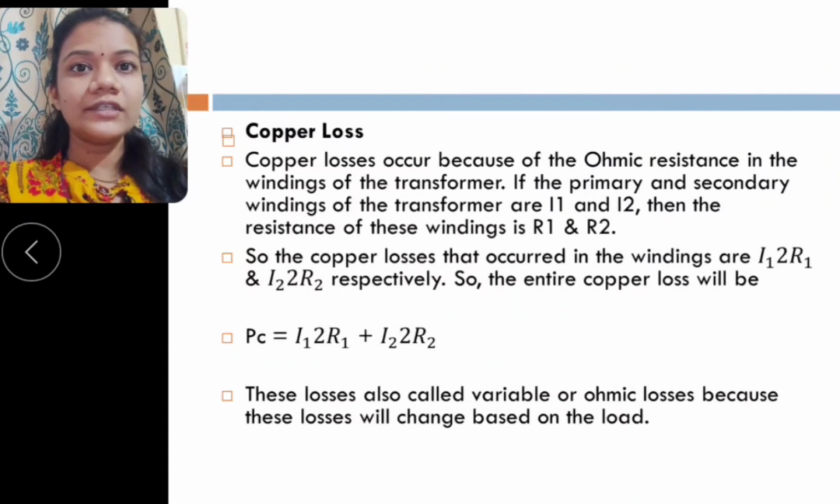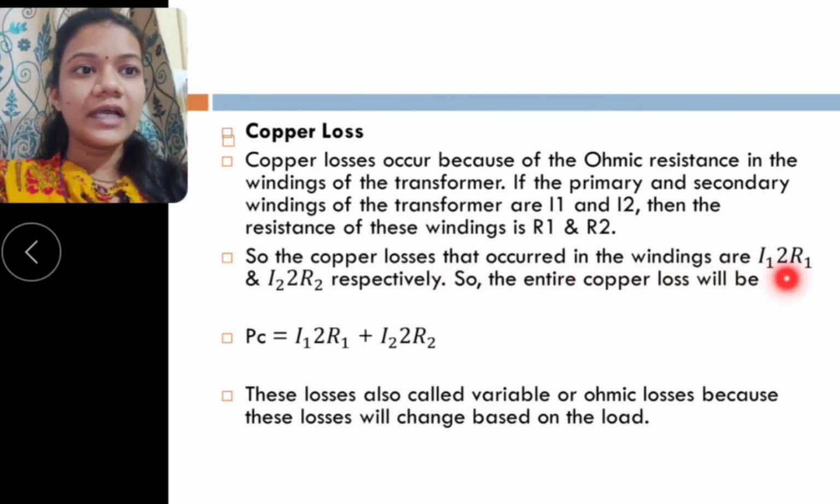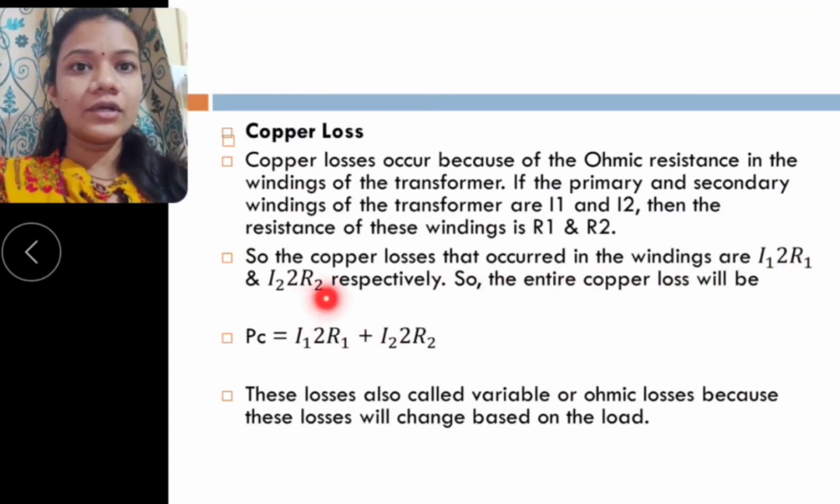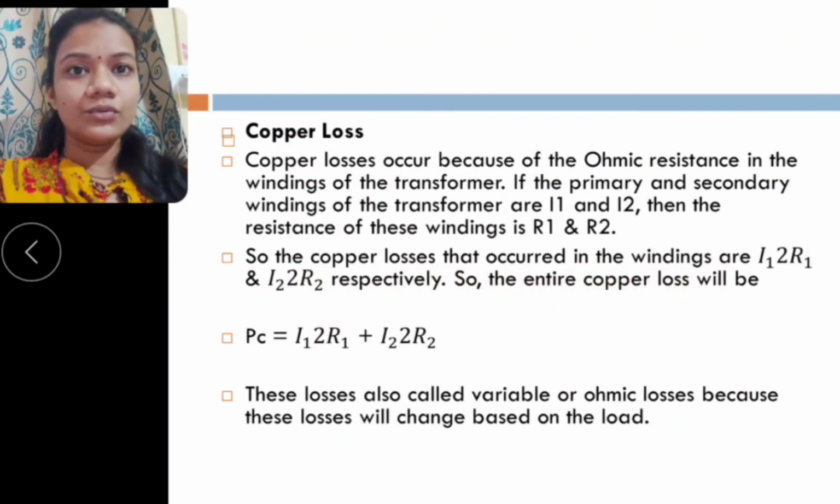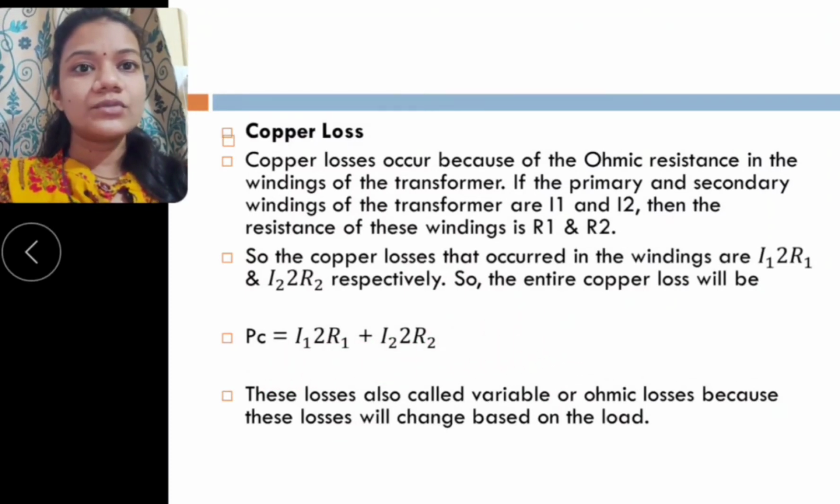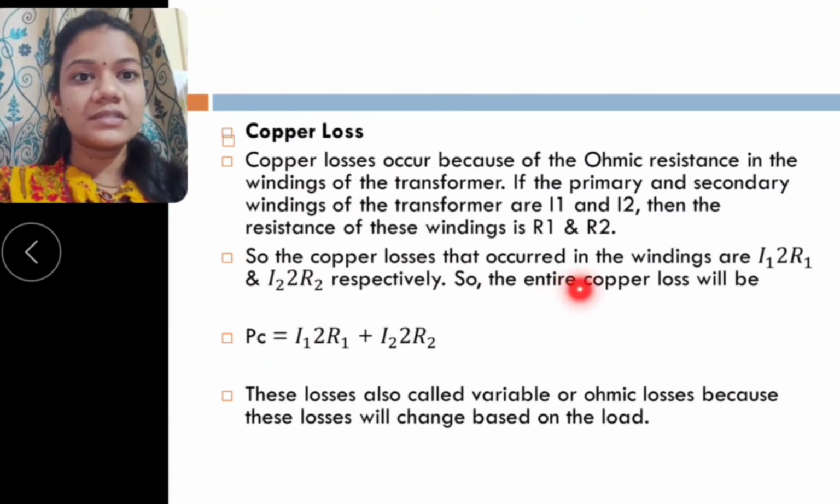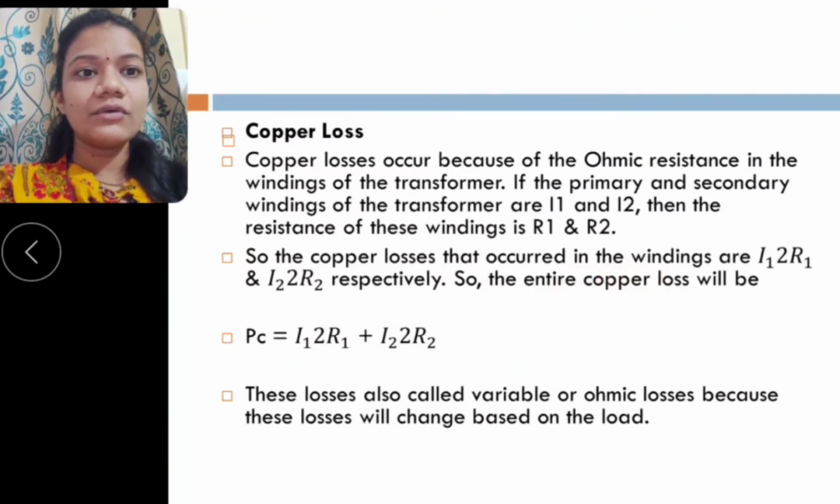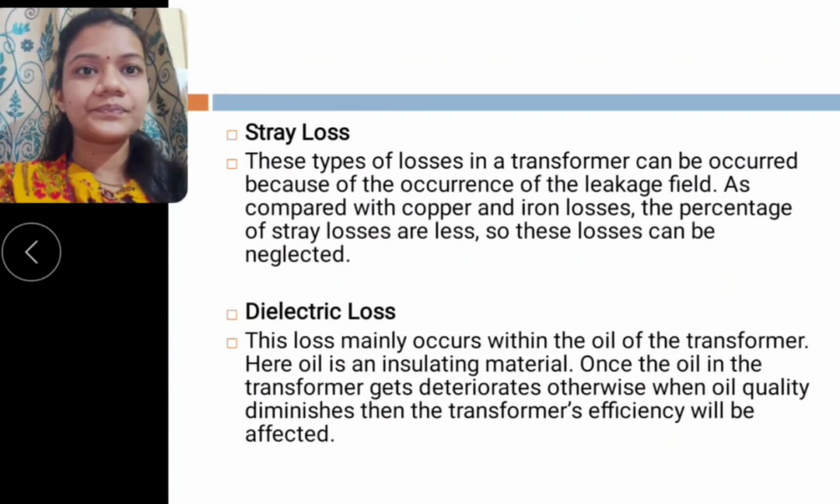So how do we calculate the copper loss? It is I1 squared R1 for the primary winding, or I2 squared R2 for the secondary winding. So for copper loss, P_C = I1^2 R1 + I2^2 R2. This is the equation for copper loss. These losses are also called variable or ohmic losses, because they change based on the load. That's why we call them variable or ohmic losses.